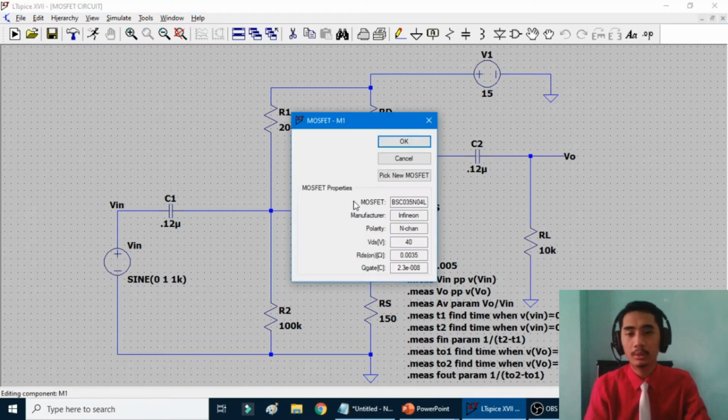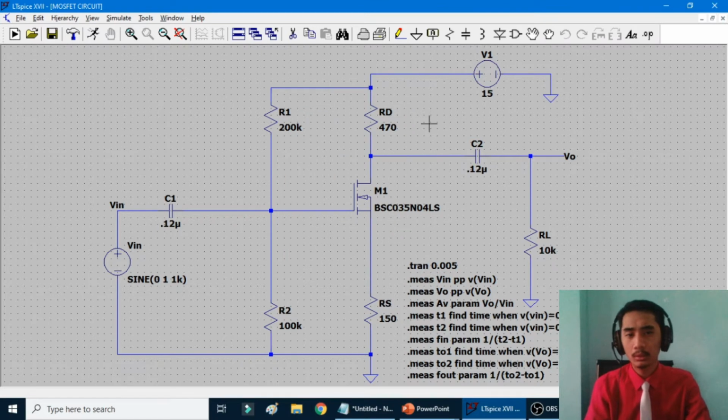So our MOSFET is BSC035 and 04L. We also have grounds here. This will be our V in and this will be our V out. For the simulation I used the .TRAN 0.005 for running the circuit and getting our parameters and such values.